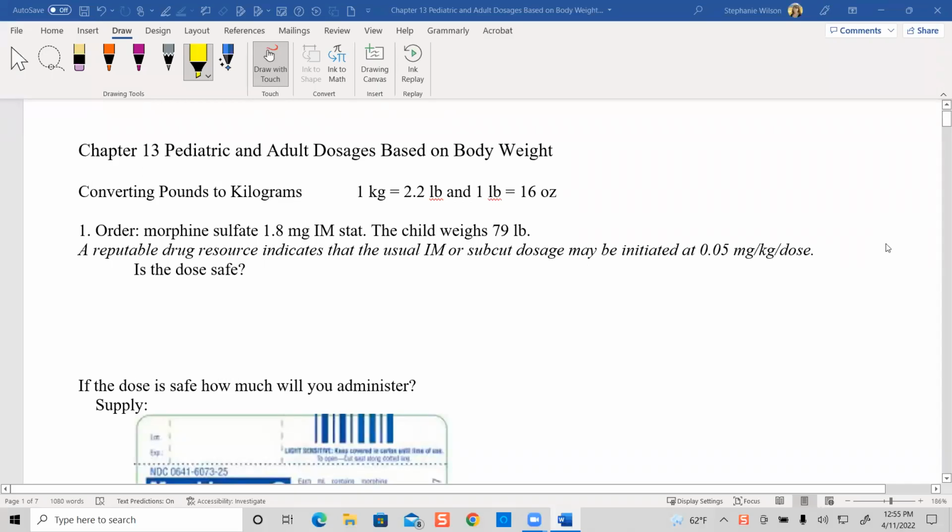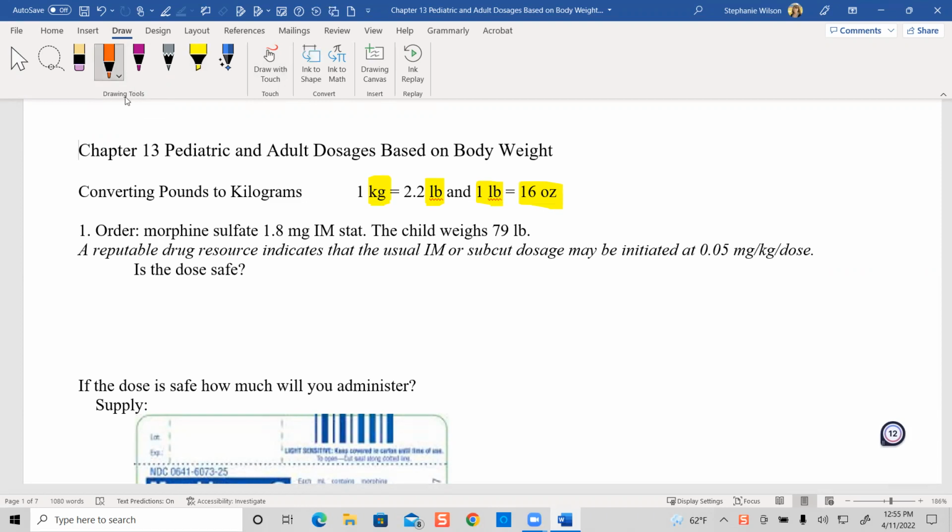Hello. So let's talk about pediatric and adult dosage based on body weight. Whenever we talk about medication based on body weight, we generally are converting from pounds to kilograms. And we also know that for every 1 pound, there is 16 ounces. A lot of times, especially when we talk about children or babies, they are measured in ounces. So we need to know how to do those conversions as well.